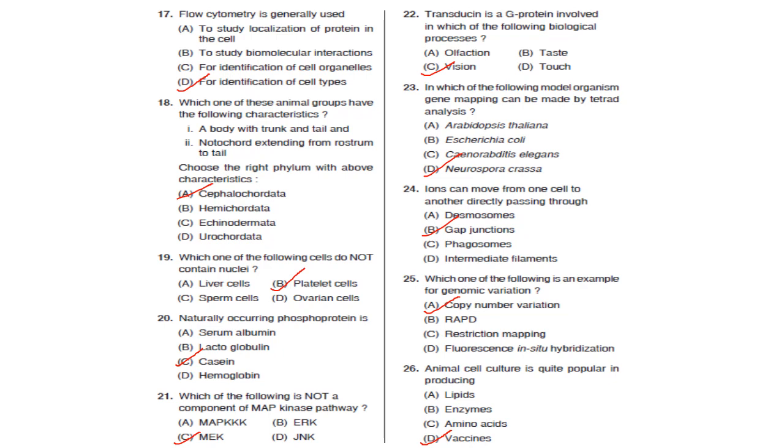Then ions can move from one cell to another directly passing through. So the gap junctions, these are channels that can pass ions and small molecules from the cytoplasm of one cell into the cytoplasm of another cell. So answer is option B, that is gap junctions.